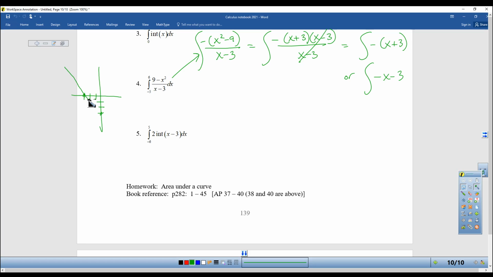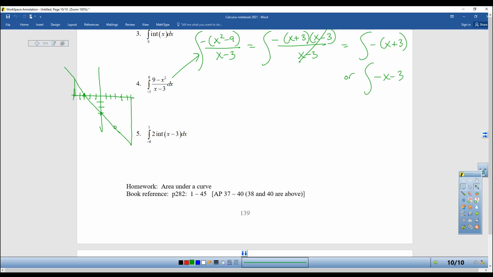So it looks like that. And it has a hole at 3 because you can't actually let it be 3. As I go from negative 5, this is far, 1, 2, 3, 4, 5, all the way to 6, 1, 2, 3, 4, 5, 6. Does that hole matter in my area?